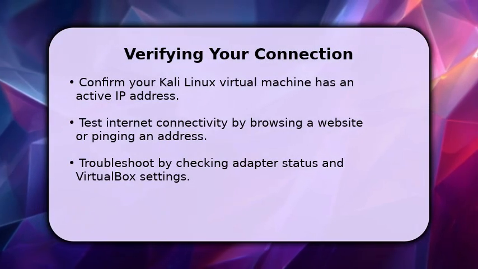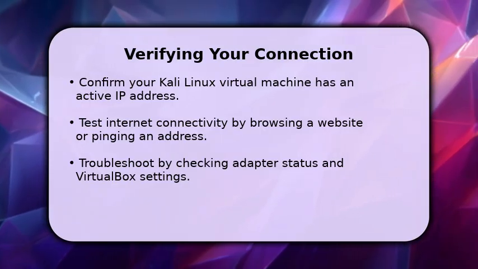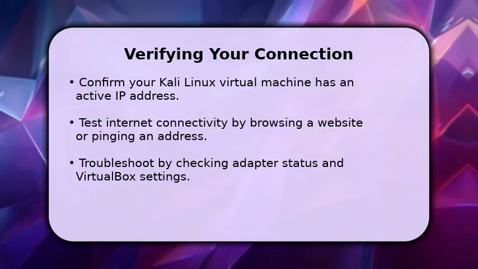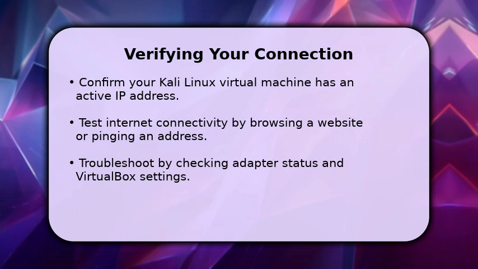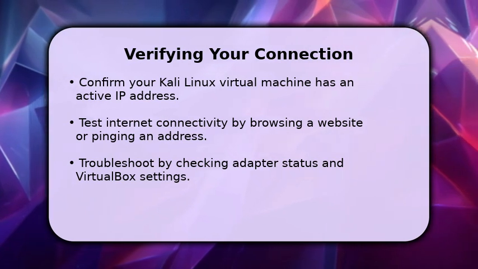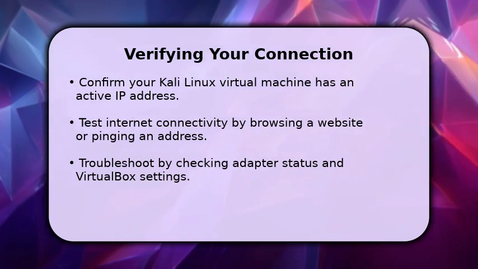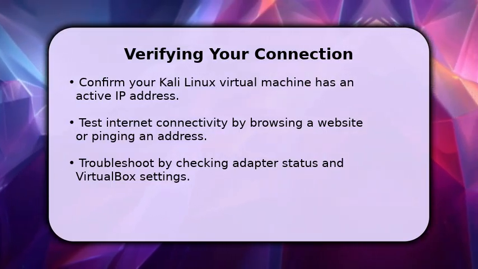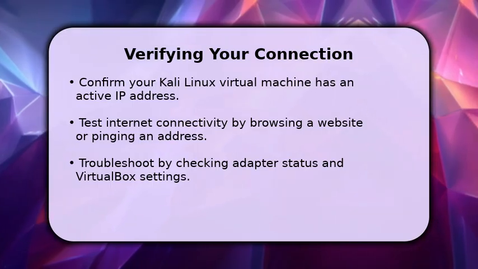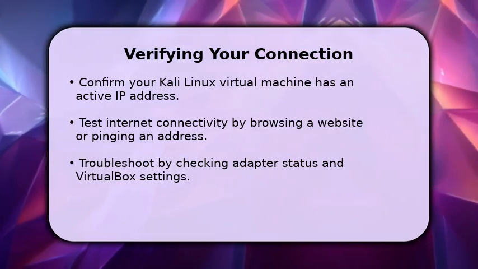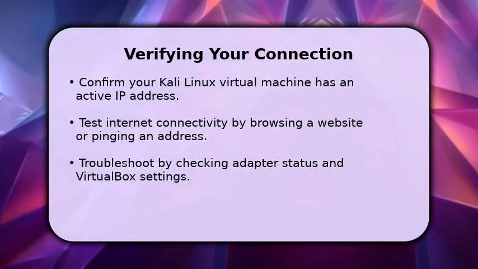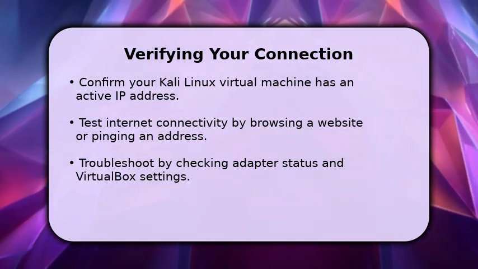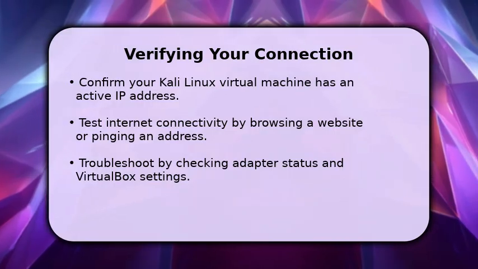Finally, let's verify your Wi-Fi connection in Kali Linux. Open a terminal and type ip a to confirm that your wireless interface has an assigned IP address. This indicates a successful connection to your Wi-Fi network. Next, test your internet connectivity by pinging a reliable website, such as ping google.com, or by opening a web browser and navigating to any web page. If you encounter issues, double-check your VirtualBox USB filter settings and ensure the adapter is properly enabled within Kali Linux.